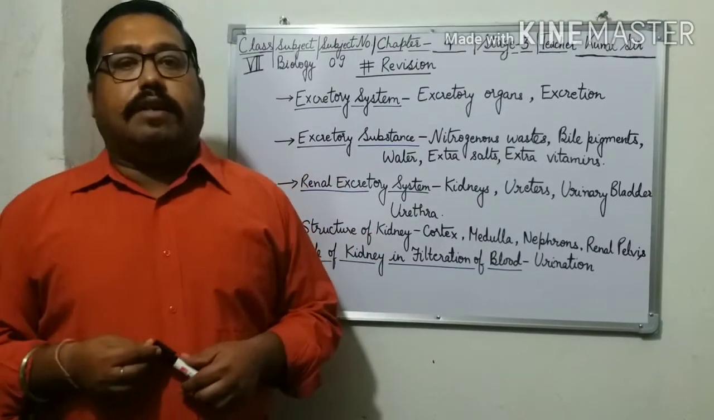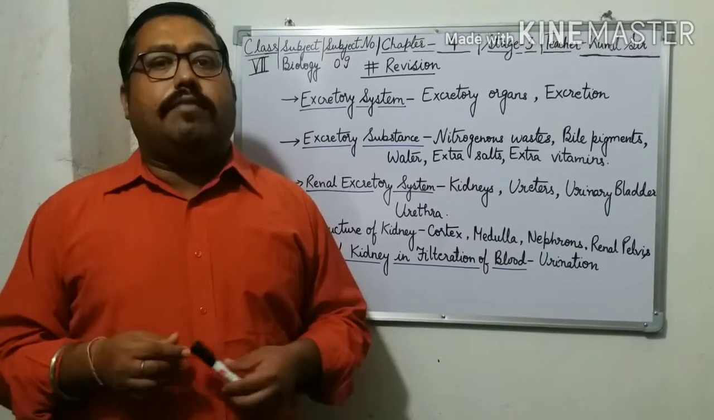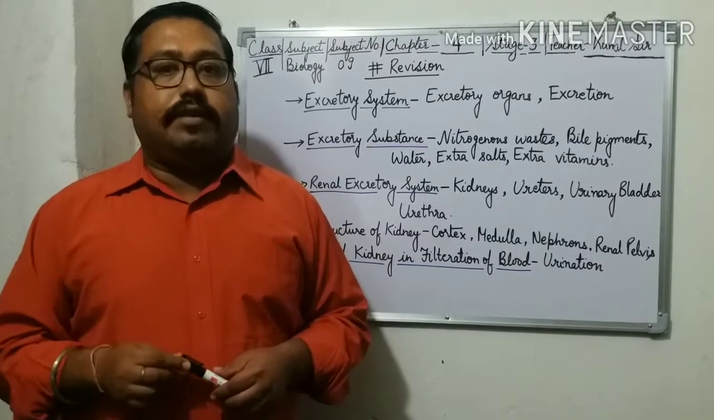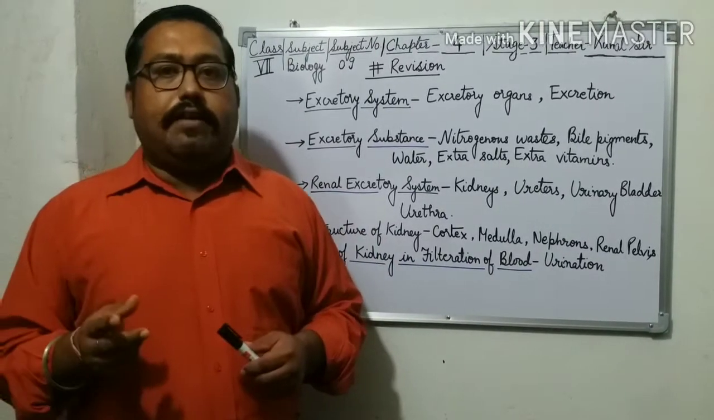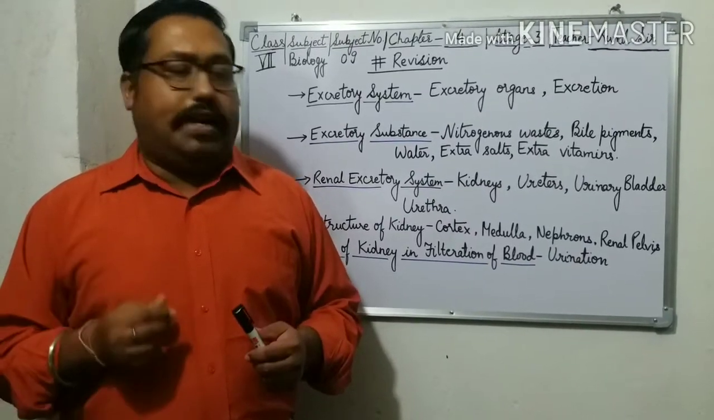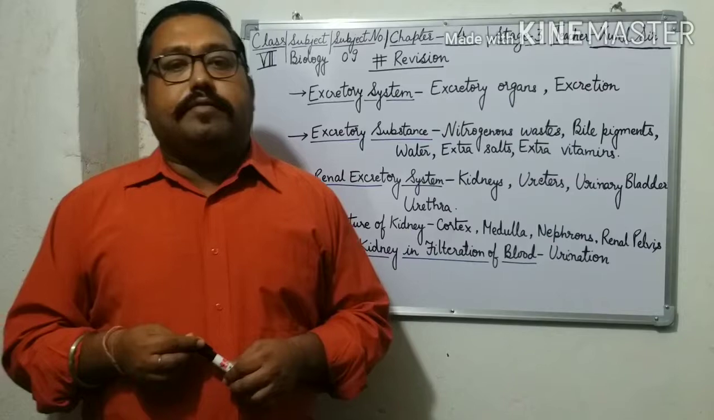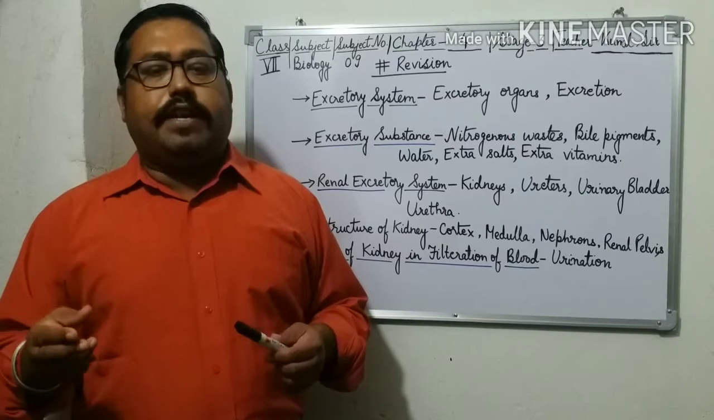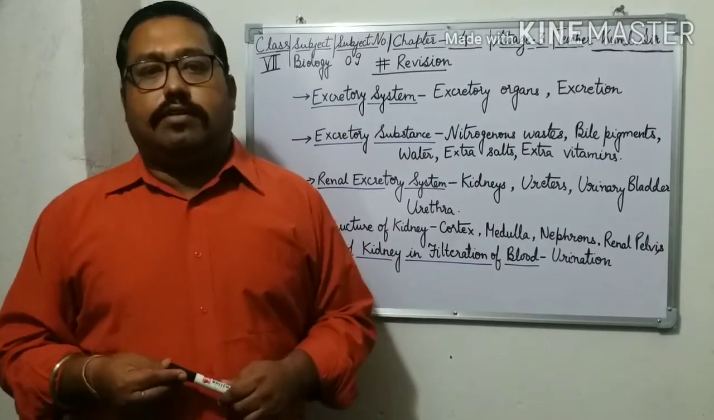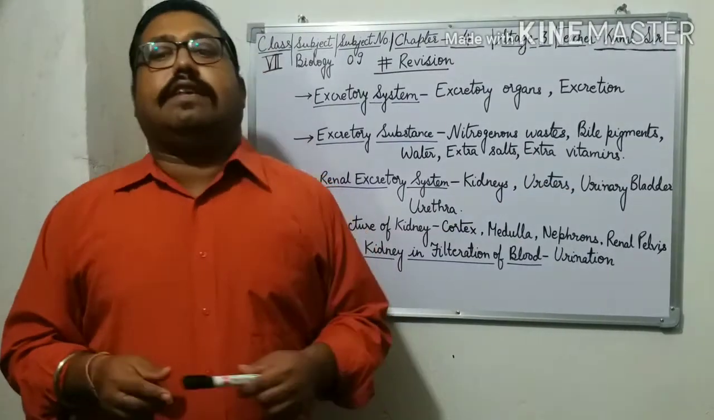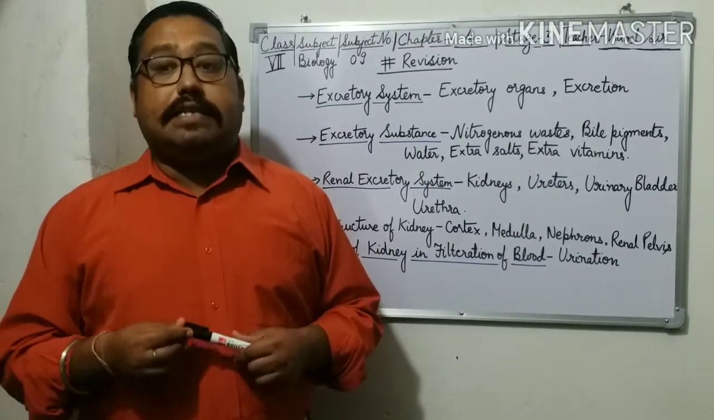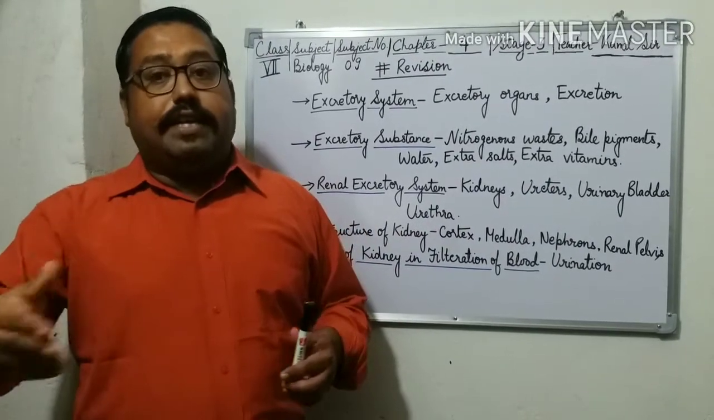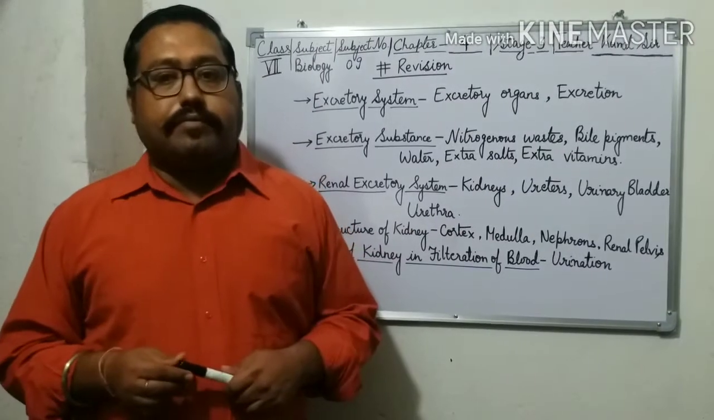Then comes water. The water we take, some of the water which our body requires is used by our body, but the extra water is released from our kidney, through our urine and sweat. Then comes extra salts. The extra salt is released with the help of kidney through the urine. And then comes extra vitamins. What happens with extra vitamins? Extra vitamins, water soluble vitamins, are also excreted along with the urine.